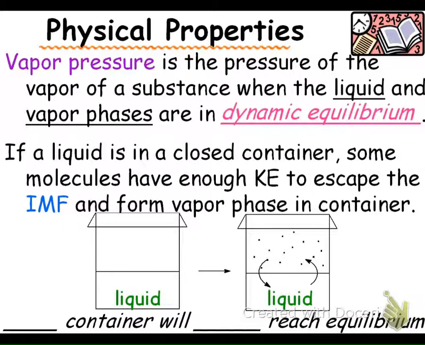So if a liquid is in a closed container, some of the molecules will have enough kinetic energy to escape intermolecular forces and form the vapor phase. So essentially they're going to be able to evaporate. But if we have an open container, we're never actually going to reach dynamic equilibrium. So we have to have a closed container so that we can reach dynamic equilibrium where the molecules are entering the gas phase and the liquid phase at the same rate. So you don't have a net change. And so dynamic equilibrium must happen in a closed container.